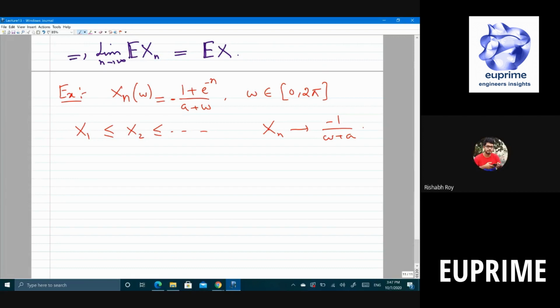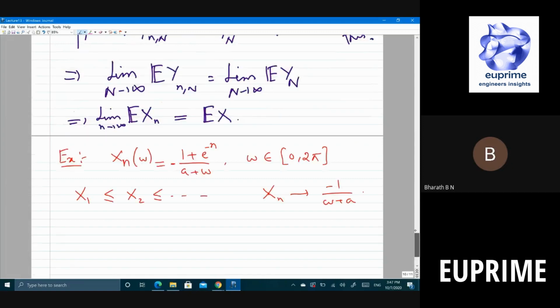I can rotate a wheel and that will give me the outcome omega, some angle between 0 and 2 pi. Xn of omega is some function. Maybe I'm computing something as a fraction of that angle, which is given by minus 1 plus e to the power minus n over a plus omega. So this represents something like that. This is an example. Is this okay?